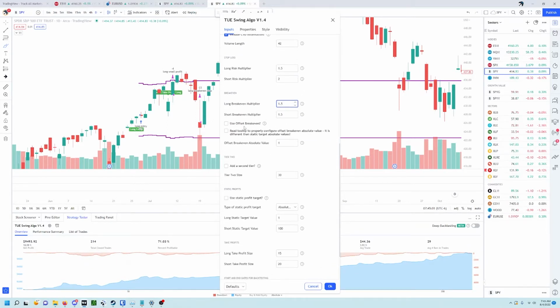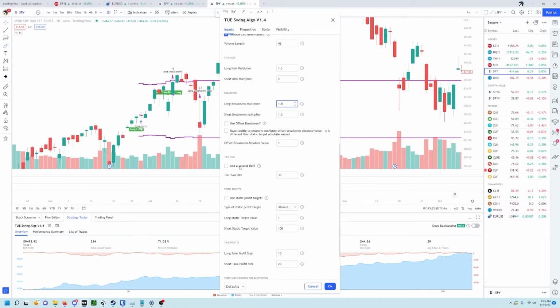The offset break even, we already talked about that. The offset break-even is an absolute value. There's no multipliers here. It's only an absolute value. And use the tooltip because it explains how to program the value in here properly, for stocks, futures, and Forex.